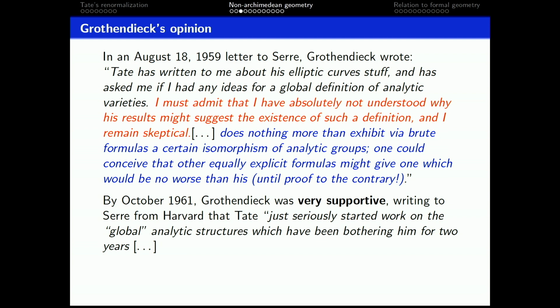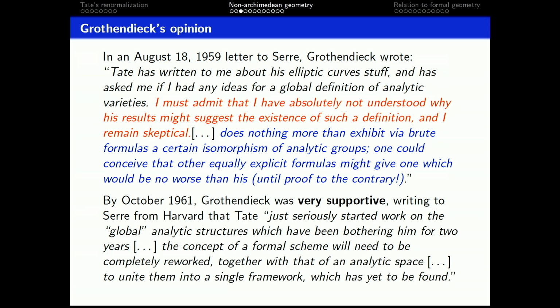Okay. Now, interestingly, despite Grothendieck's initial extreme pessimism, within a couple of years, he was, of course, suddenly extremely supportive of the whole thing, and then started telling Serre during a visit to Harvard that, okay, now Tate has begun to develop this stuff, and oh my God, there are all these great things we're going to do. I'm going to have to rework the theory of formal schemes, and then we're going to have to unify it, we'll do all this stuff. All right, fantastic. So this had one interesting consequence.